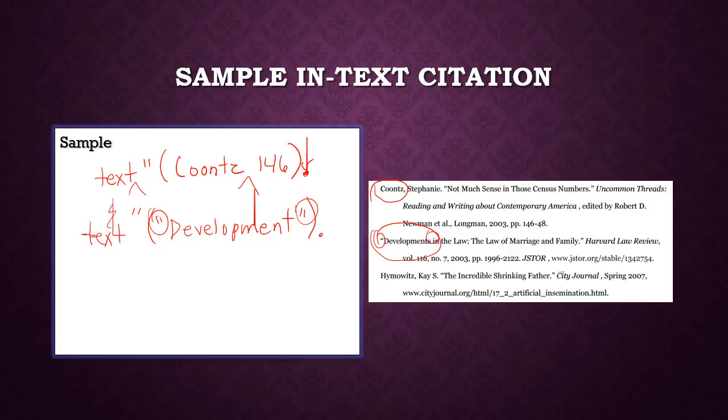That's it. So you have your text, always text, quotation mark, parenthesis, first word, page number, parenthesis, period. And that is all you do for in-text citation.